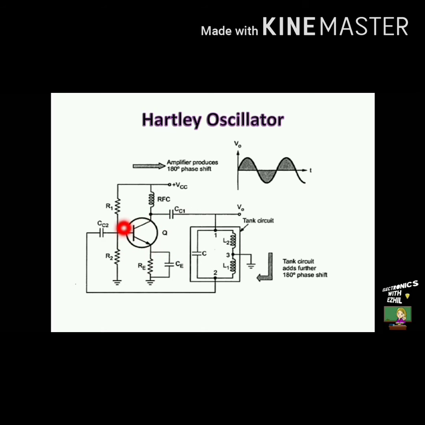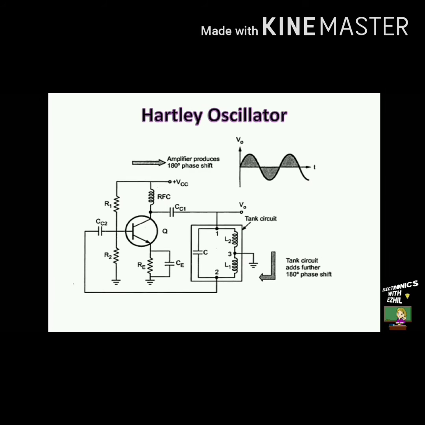Common emitter amplifier provides a phase shift of 180 degree. As the emitter is grounded, the base and collector voltages are 180 degree out of phase with each other. As the center of L2 and L1 is grounded, the voltage at the point 1 is 180 degree out of phase with the voltage at the point 2. Hence, the feedback network also produces an additional phase shift of 180 degree. Thus, the total phase shift around the loop is 360 degree or 0 degree, which satisfies the required condition for oscillation.